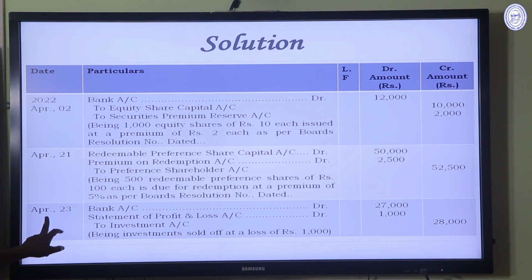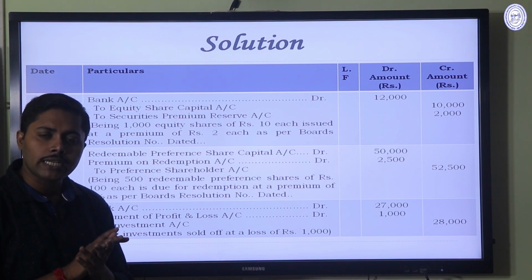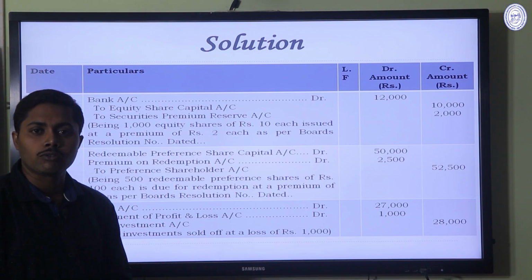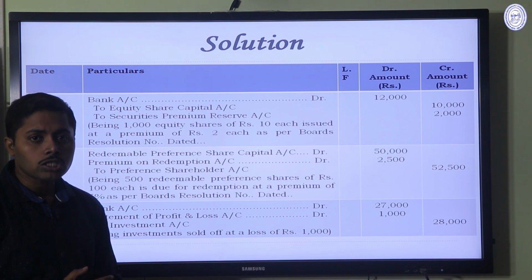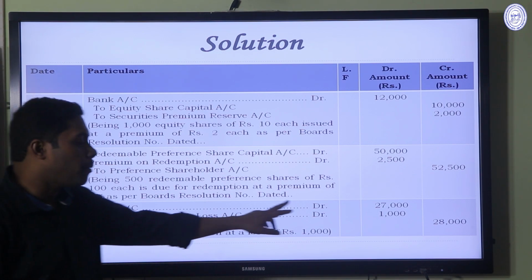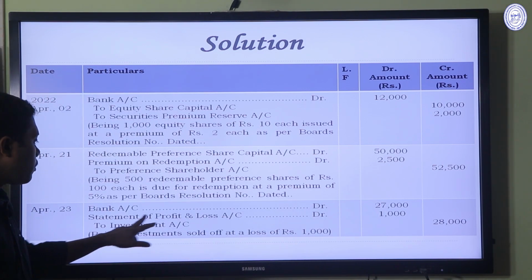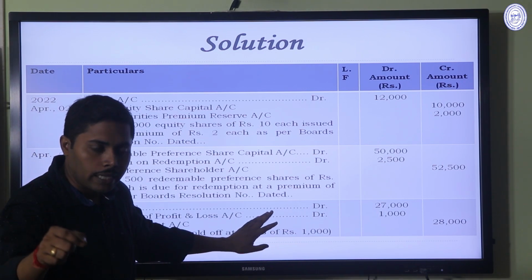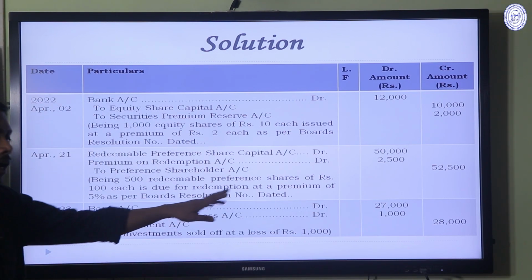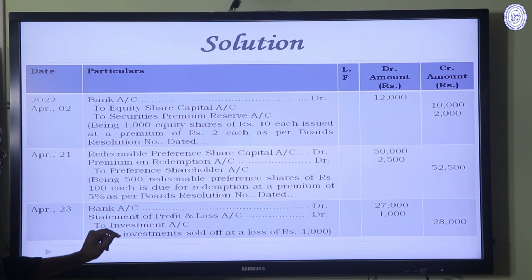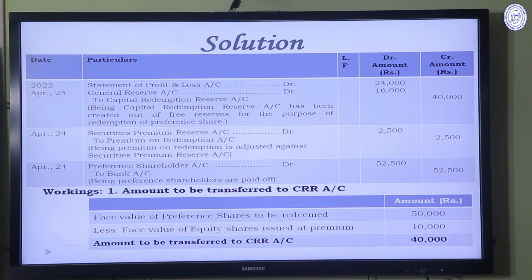Now on 23rd April, the company, X Limited, sold all of its investment at 27,000. The value of investment was 28,000 and it is sold at 27,000. So 1,000 is loss. So the journal entry will be bank account debit 27,000, statement of profit and loss account debit, that is loss on sale 1,000, and to investment account 28,000. Being investment sold off at a loss of rupees 1,000. Now we will move on to the next journal, that is on 24th April.